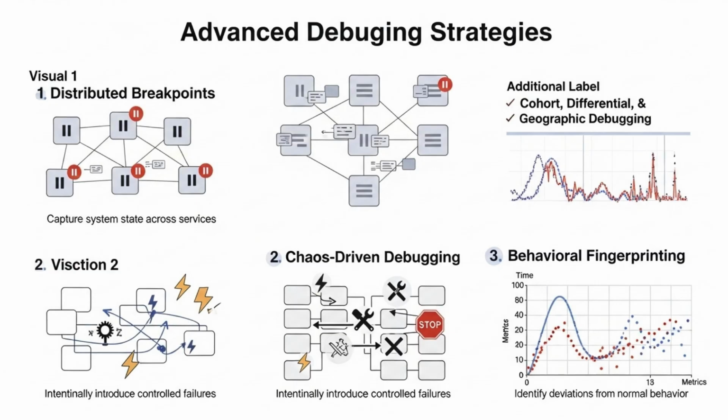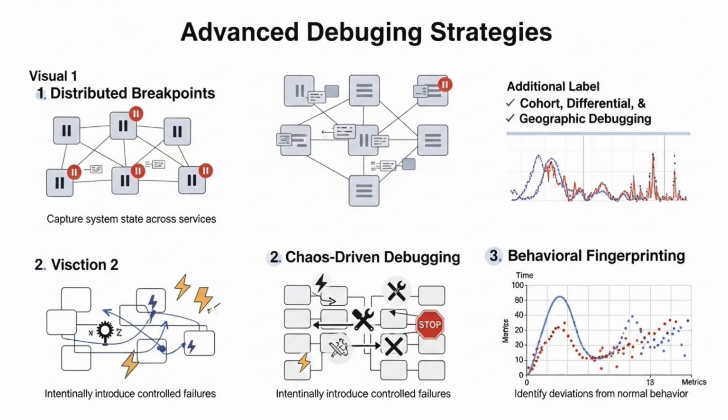Another powerful technique is behavioral fingerprinting. This involves creating profiles of normal system operation and then using pattern recognition to identify subtle deviations that traditional metrics might miss. Think of it like a security system learning what's normal to spot anomalies. Enterprise patterns also offer valuable lessons.